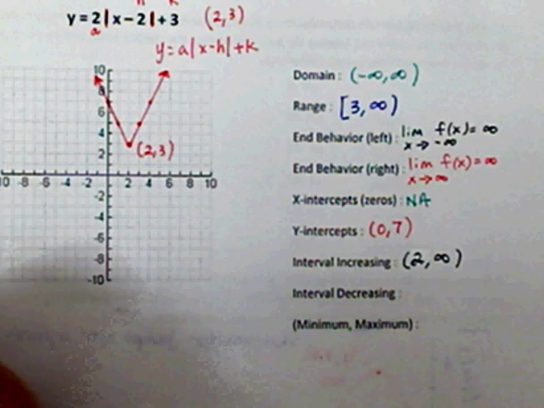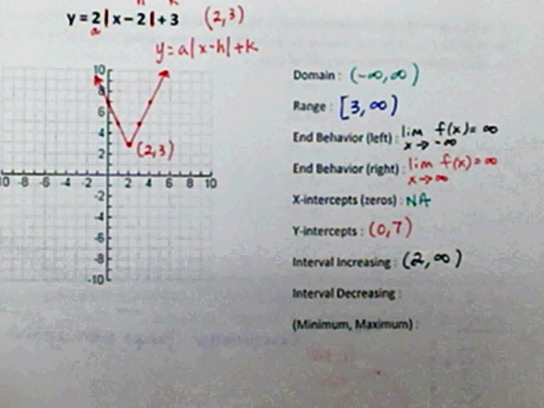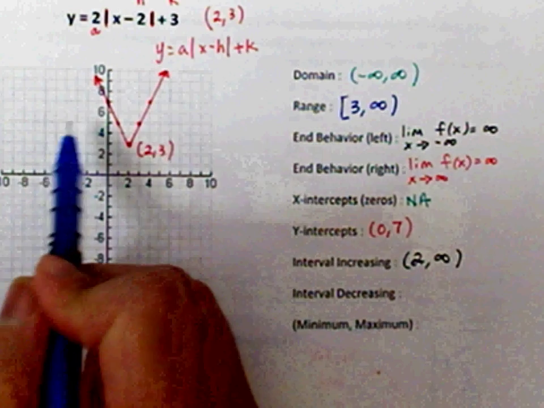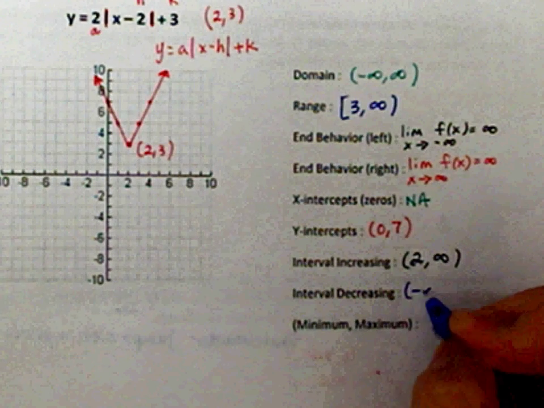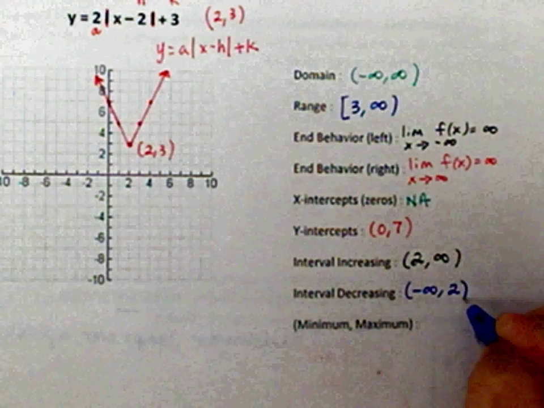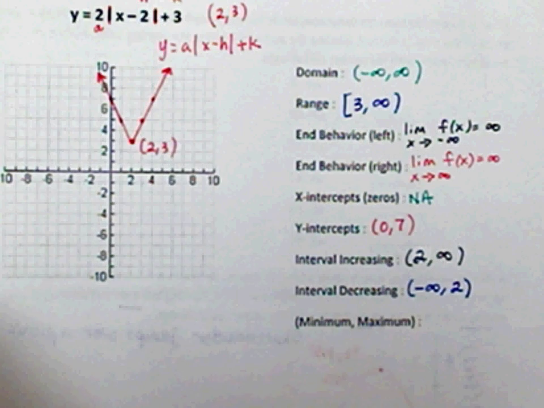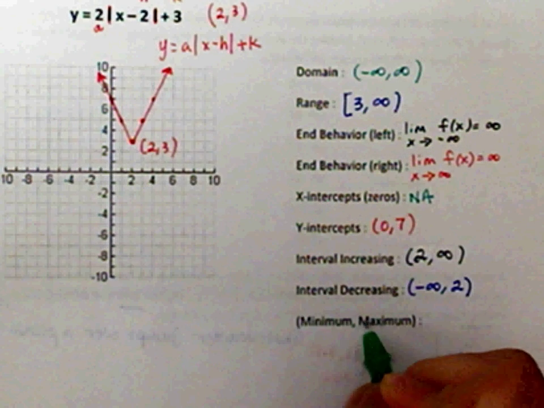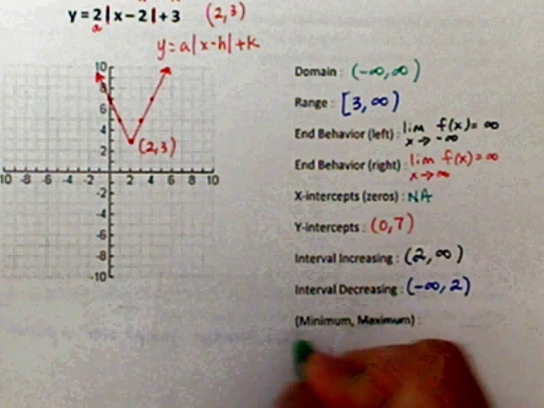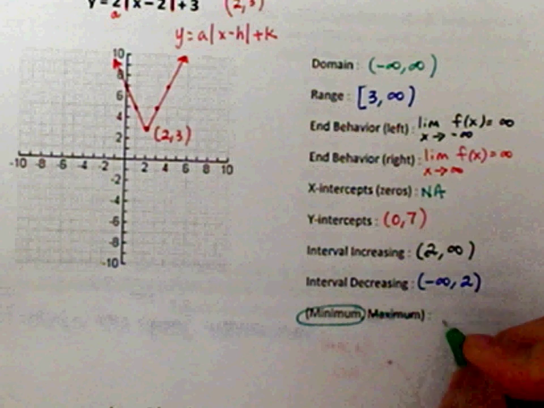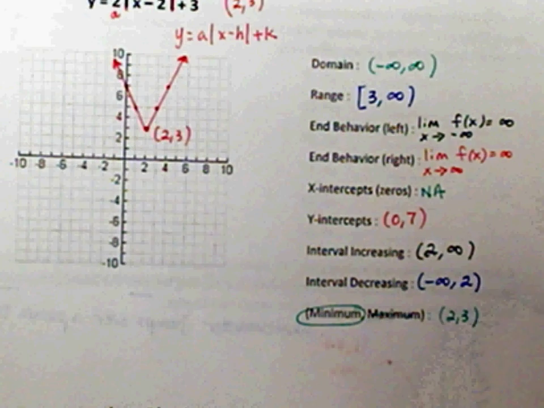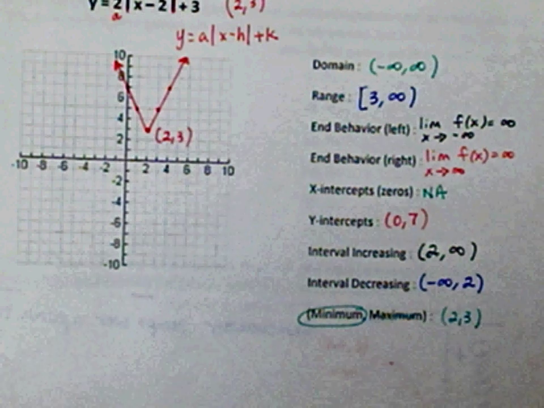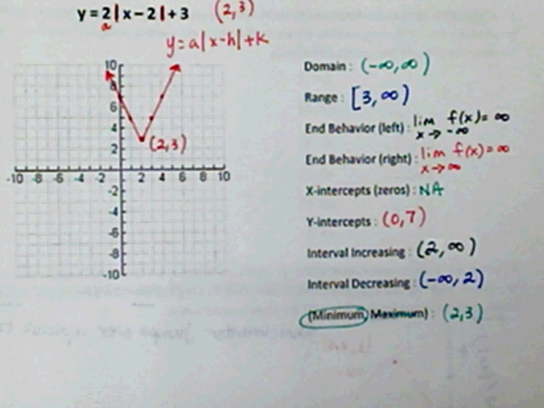Your interval decreasing. So where are you decreasing? Well, it starts here at negative infinity, and it stops at 2. Your maximum and your minimum. It doesn't really have a maximum, so I'm going to mark that off. So the minimum is at your vertex, which is 2, 3. And there you have your absolute value.